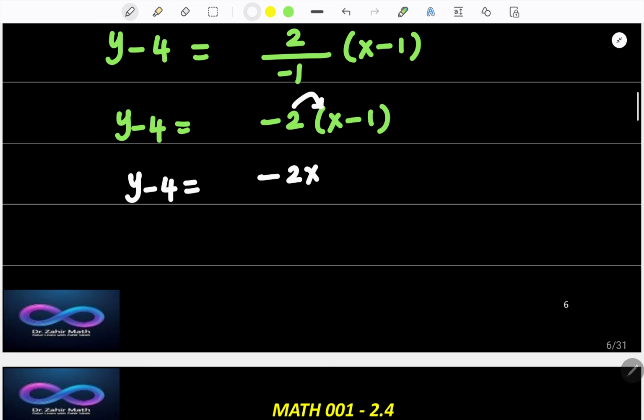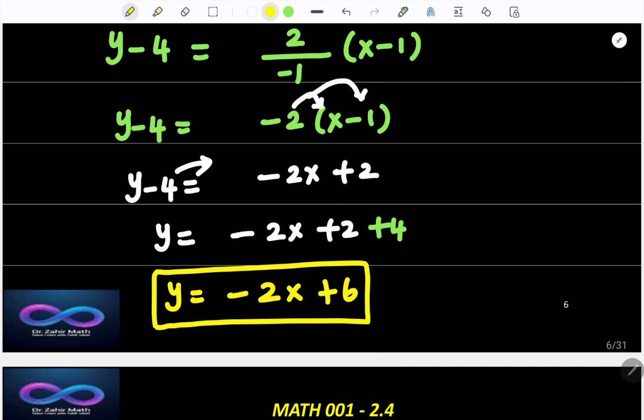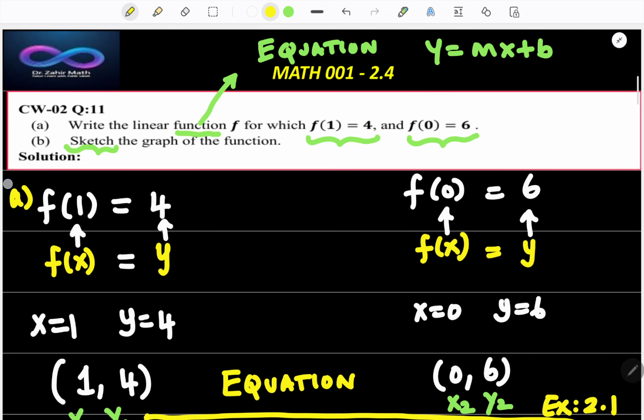Minus 2x. Minus 2 multiplied by minus 1 is what? Plus 2. So y equals negative 2x plus 2. This minus 4 going to that side is what? Plus 4. So therefore y equals minus 2x plus 6. This is the equation. Clear? This is the first part of your question, which is A.